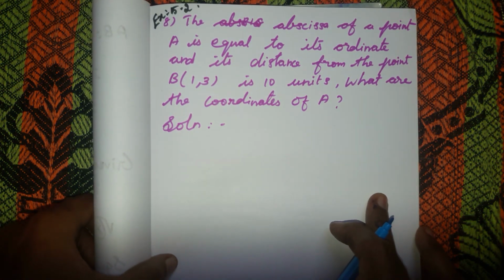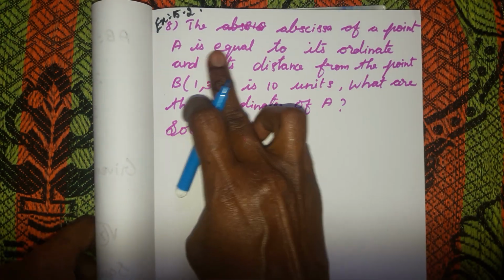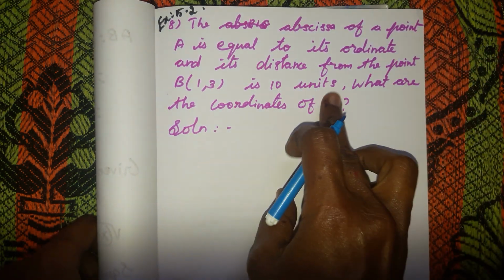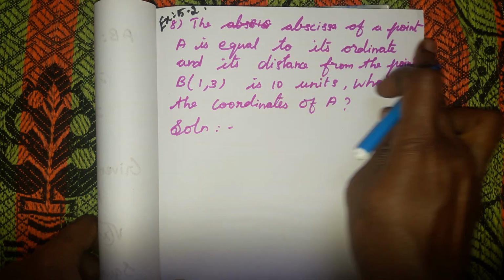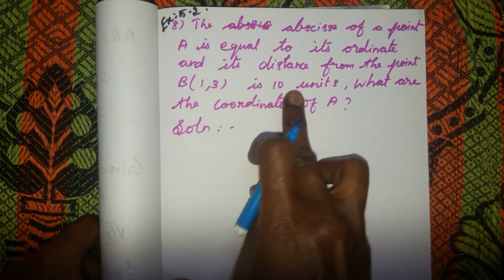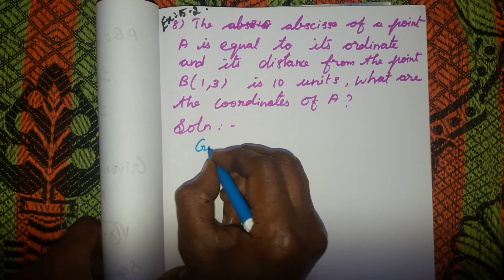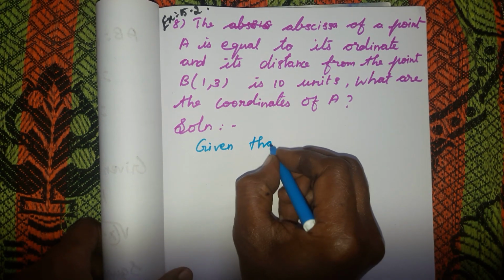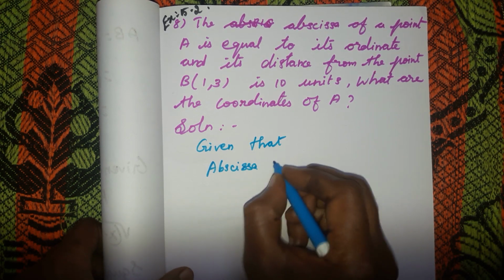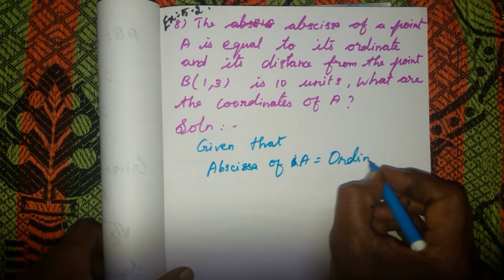Now I am going to explain exercise 5.2, 8th problem. The abscissa of a point A is equal to its ordinate, and the distance from the point B (1, 3) is 10 units. Here given that abscissa of A is equal to ordinate of A.